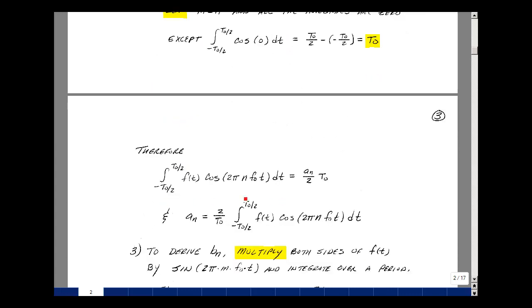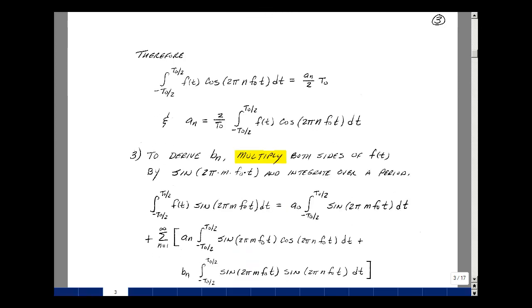So here's my left-hand side of the equation. My right-hand side of the equation, all I've got is then a sub n over 2, and then times t0. I can solve for a sub n. Bring the t0 on this side of the equation by dividing by it, and then cross-multiply by 2, and that's my value for a sub n.